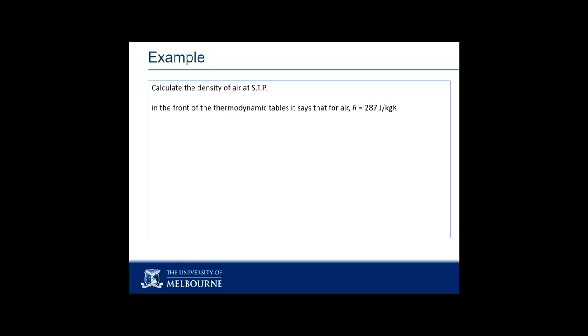I'll give you 2.5 minutes. Is temperature in Kelvin or in Celsius? Try solving it in Celsius. Try it. What's going to happen in the equation?